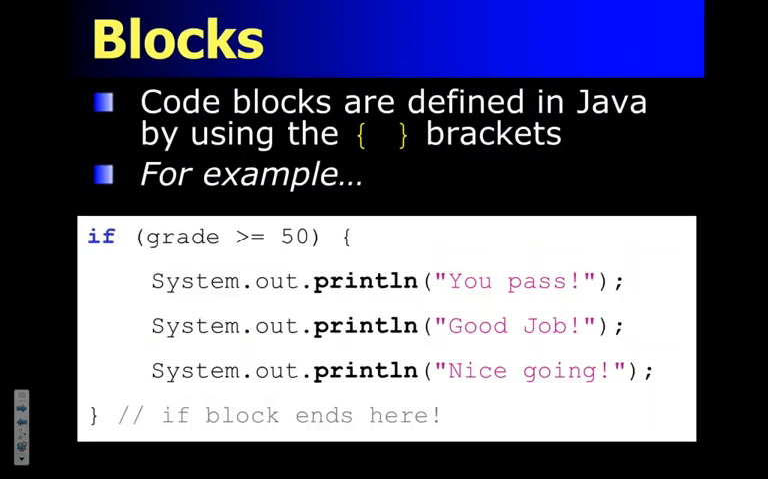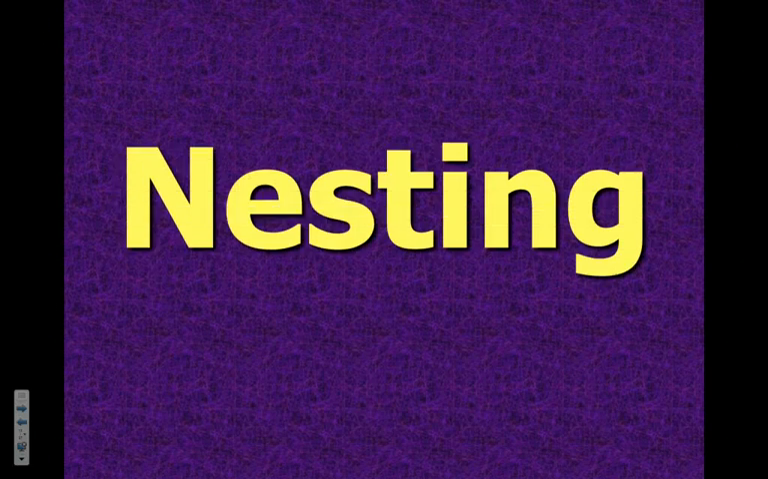So you can have blocks for if statements. You can have blocks for else statements. You can have blocks for loops that we're going to look at tomorrow. The whole class itself is a block, right? That's what the curly brackets are used to define the class.